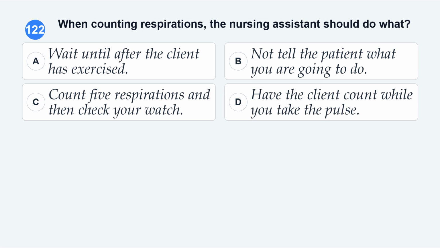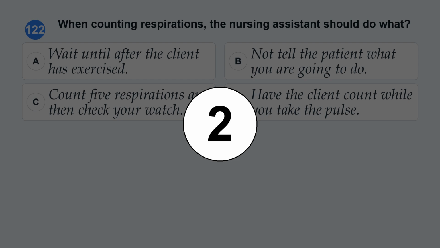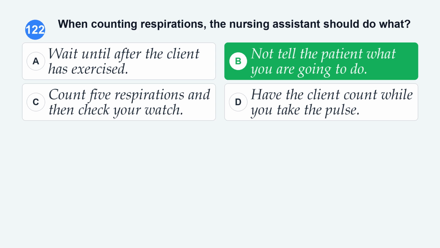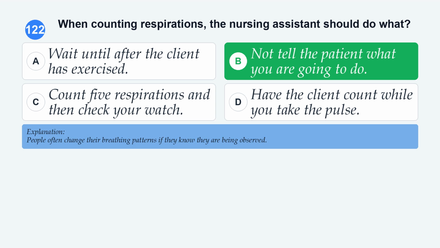Question 122. When counting respirations, the nursing assistant should do what? Option A, wait until after the client has exercised. Option B, not tell the patient what you are going to do. Option C, count 5 respirations and then check your watch. Option D, have the client count while you take the pulse. The correct answer is option B, not tell the patient what you are going to do. Explanation. People often change their breathing patterns if they know they are being observed.